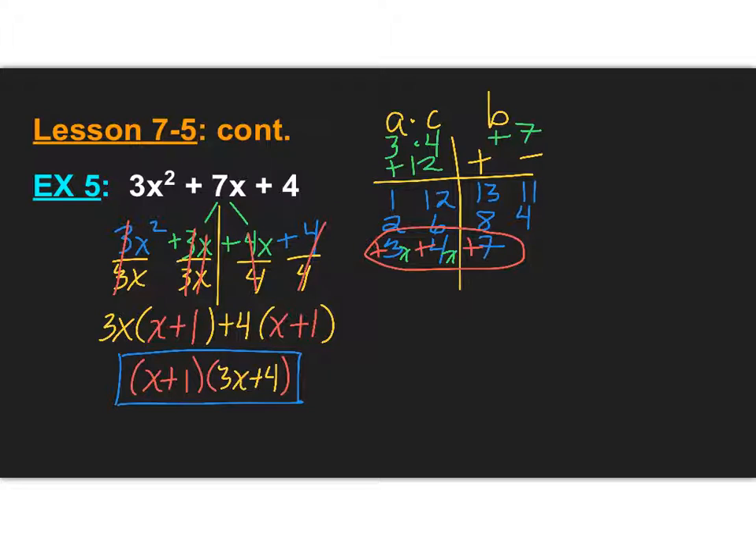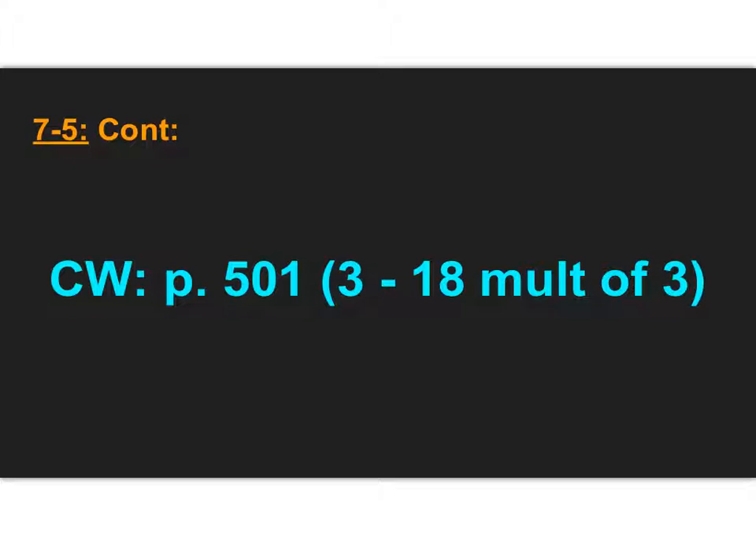Last but not least, this is your homework assignment. Multiples of 3 mean you're going every third problem. So 3, 6, 9, 12, 15, and 18.